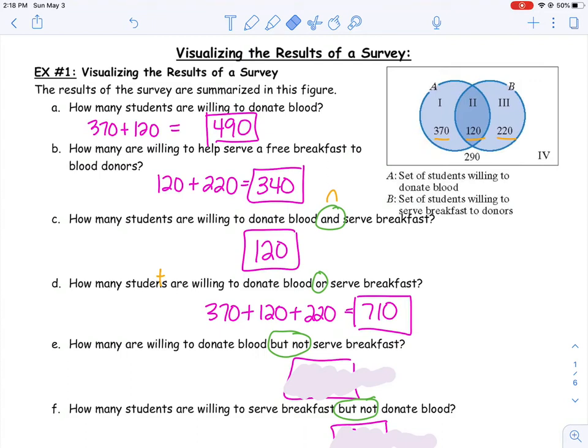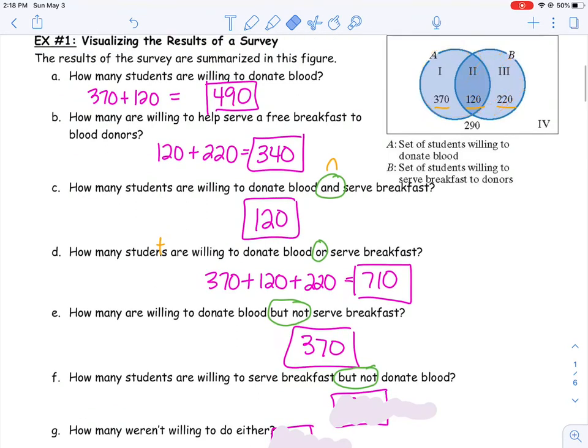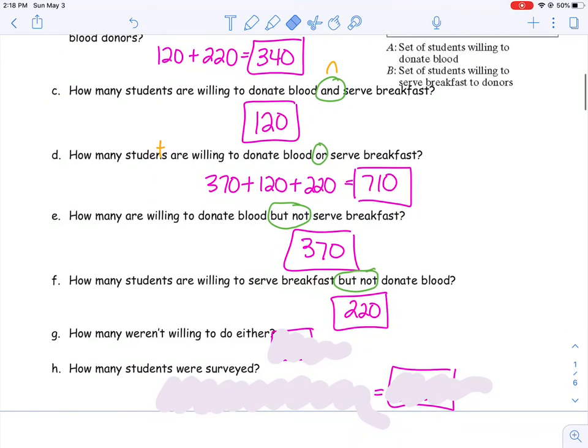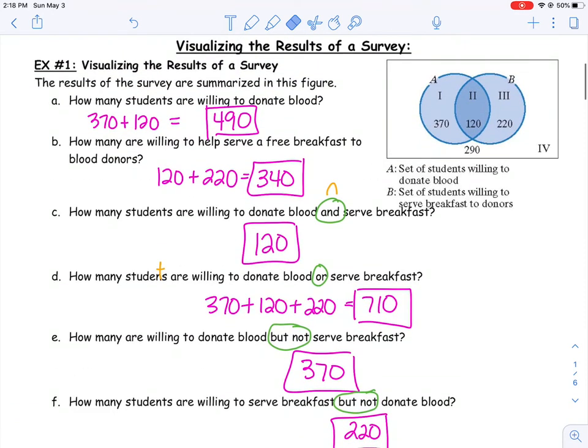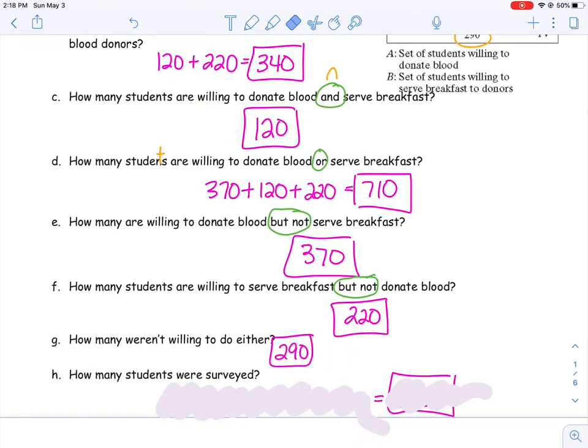Part E, how many are willing to donate blood, which was set A, but not serve breakfast? I want to know how many were willing to donate blood, but for some reason could not serve breakfast. Isn't that the 370 on the outside? All right. How many students were willing to serve breakfast, but not donate blood? Well, that would be my 220 on the outside there. All right, G, how many weren't willing to do either? We don't want to serve breakfast, donate blood. That's the people on the outside, this 290.